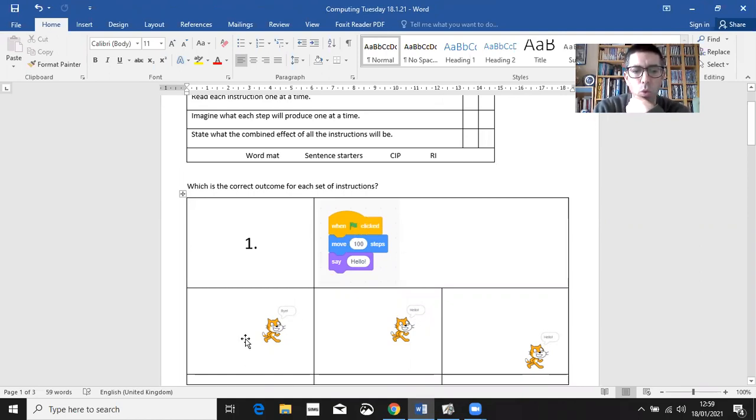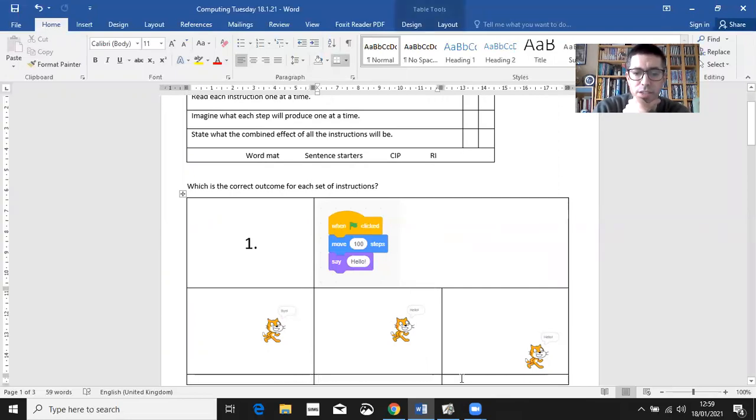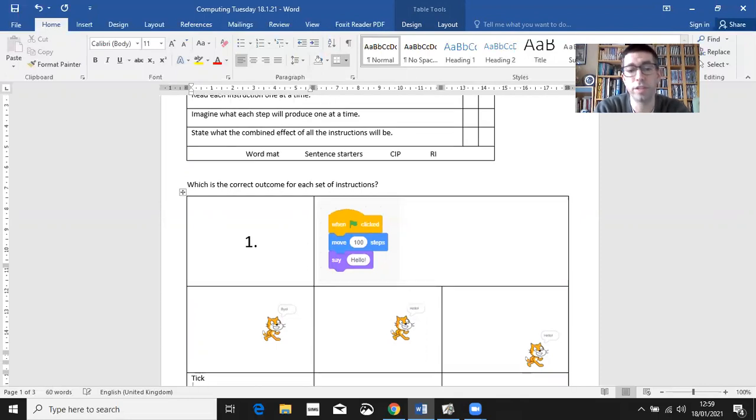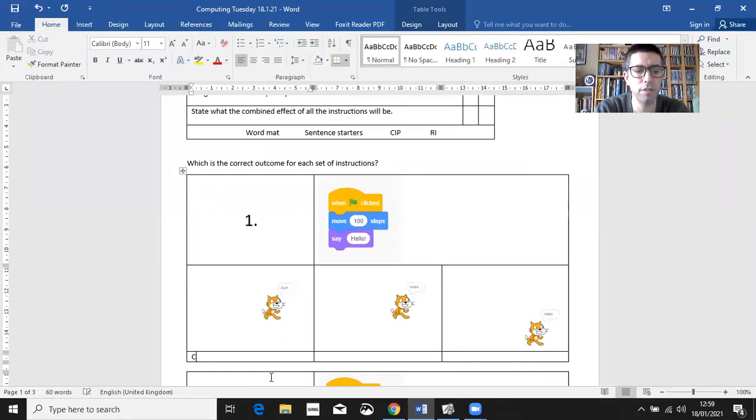Remember that the cat always starts in the middle, and then you need to think, what is it going to do? Where's it going to end up? And you've got 3 options, just like I did on the flip chart. And then underneath, you just write which one you think it is. So you could say this one, or you could say tick, or you could say correct and wrong, if that's what you think it is.